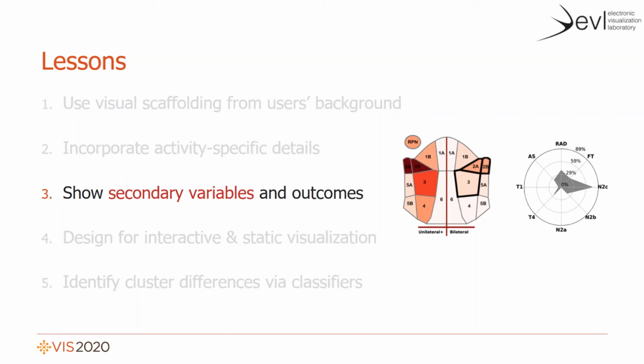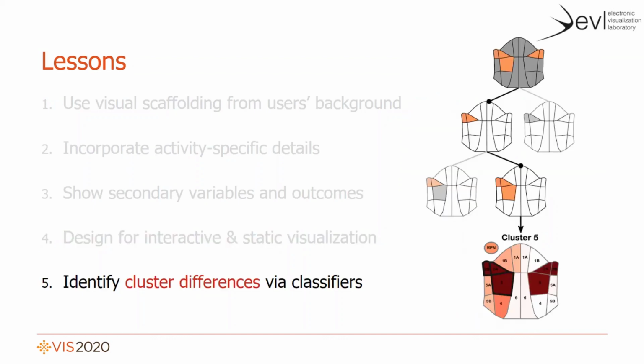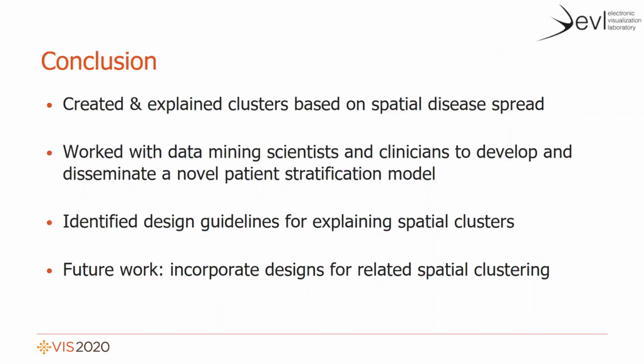As our project progressed, we shifted from interactive visualization for a small audience towards static figures used in papers for a much broader audience. We wish our initial design anticipated broader audiences than our collaborators. Finally, we found that decision trees and other white box classifiers were useful for explaining the differences between clusters.